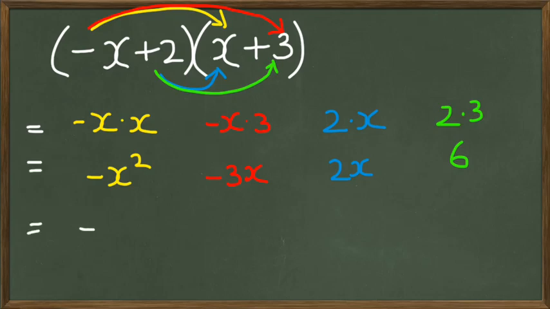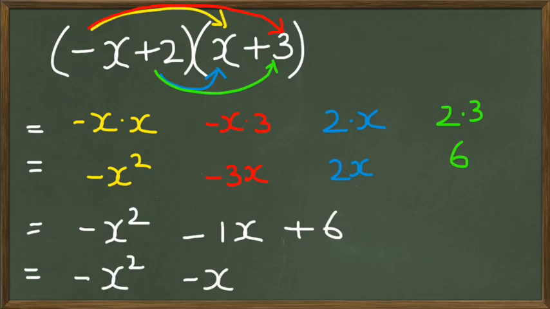And so this is equal to negative x squared. Negative 3x plus 2x will become negative 1x plus 6. Of course, this can just be written as negative x squared minus x plus 6, and that's the final answer. Okay, what happens when the coefficient of x is greater than 1 and it's also a negative symbol? I'm going to show you that in the next example.